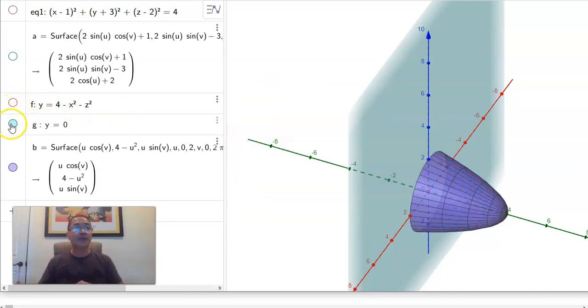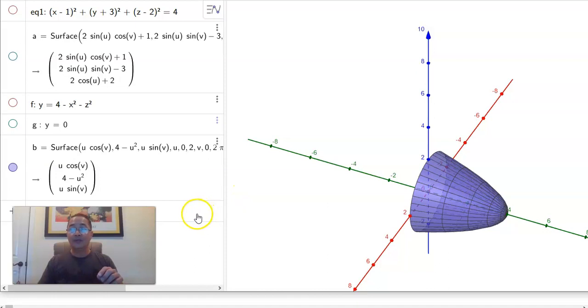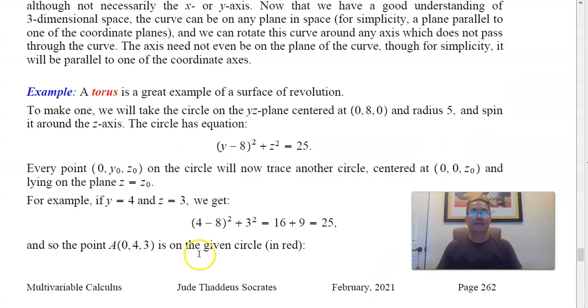We don't need the whole thing. We only want the portion to the right. Okay, excellent. Okay, so for our final example, we are going to create a surface of revolution. All right, so let's walk through this example. Okay, we're going to make a torus by taking a circle and then spinning it around the z-axis. Okay, so we will center that circle at 0, 8, 0, and it will be on the YZ plane.